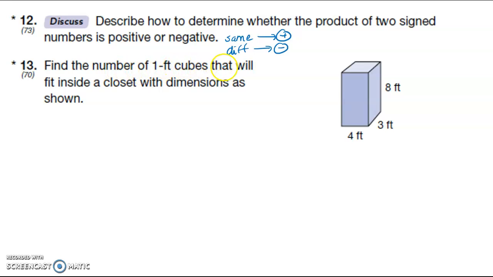13, find the number of 1-foot cubes that will fit. So we want to know volume. Volume is length times width times height. So that's 8 times 3 times 4, which is going to be 96 feet cubed.